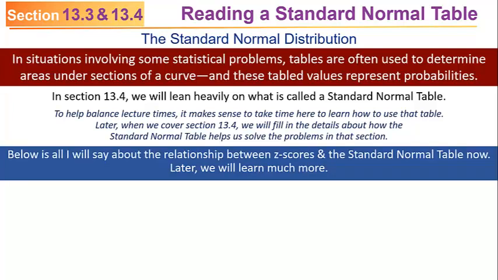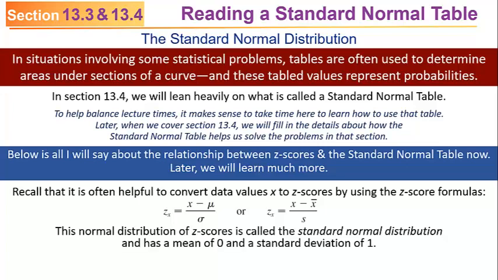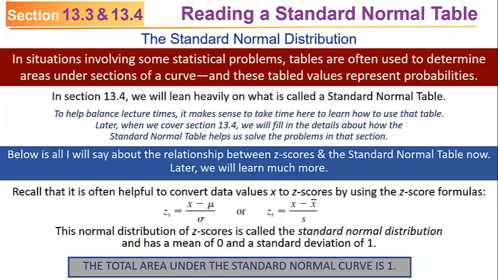Below, I just want to say 2 or 3 things about the relationship between z-scores and the standard normal table for now. Let the rest of it come later. First of all, just remind you, we learned how to convert data values to z-scores. We've already done that. This so-called normal distribution of z-scores is what we call the standard normal distribution, and that standard normal distribution has a mean of 0 and a standard deviation of 1, always.